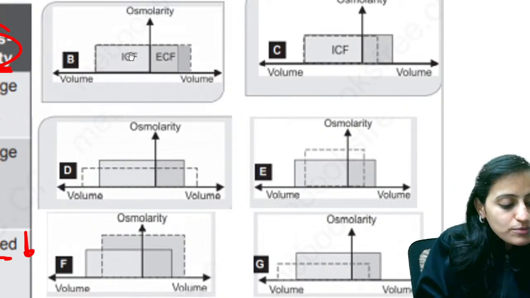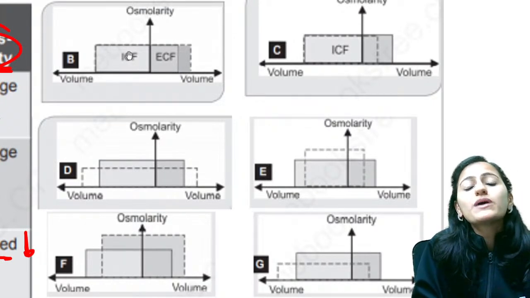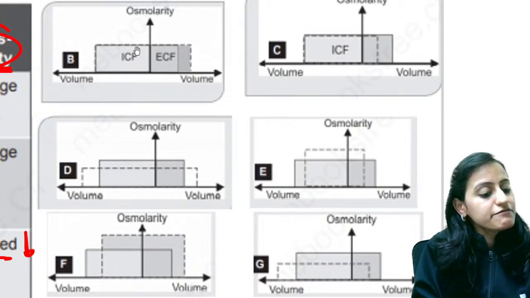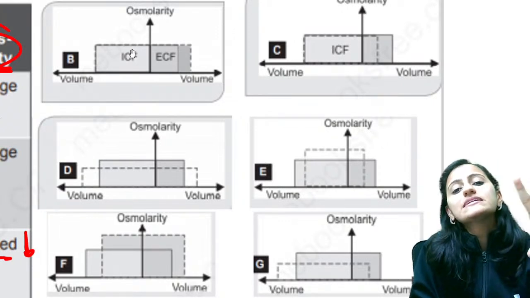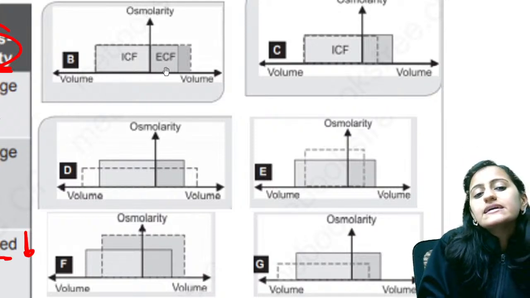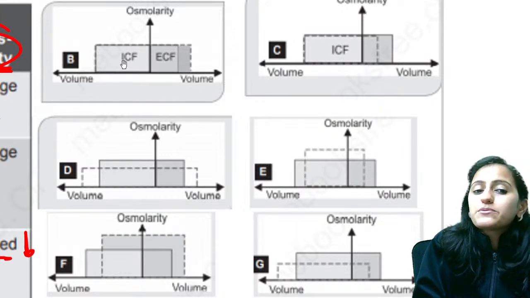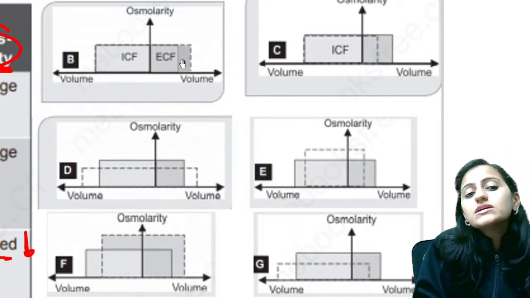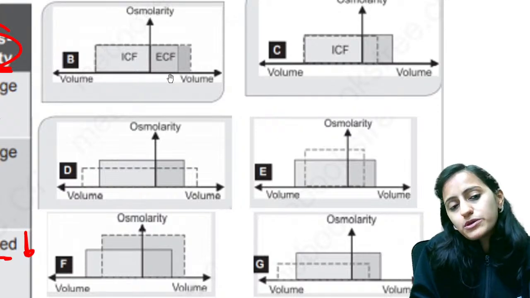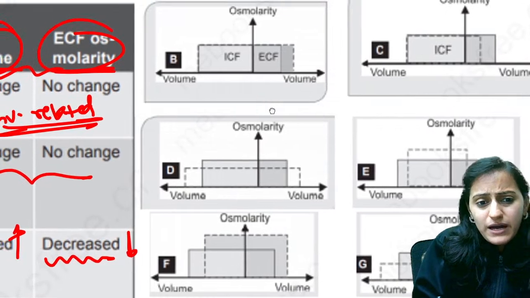You can see that normally, what is the proportion of ECF and ICF? Which one is more? Remember, I for I. ICF is an increased quantity. Right? So, ICF is more, ECF is less. ICF is double, right? It is 1:2 that we have. ICF is 2/3, ECF is 1/3 of the total body water.